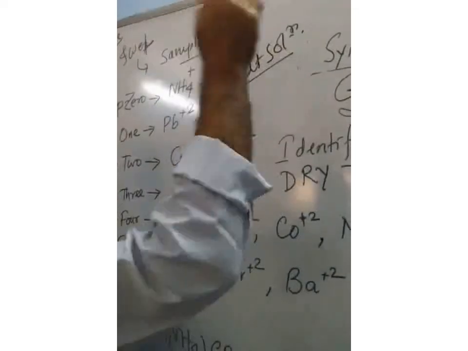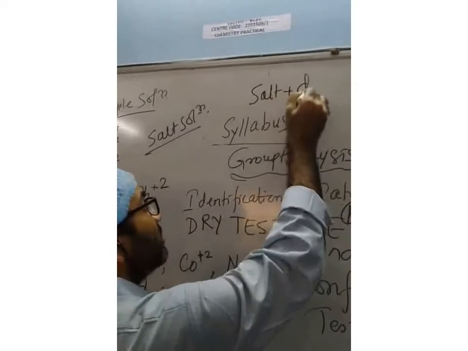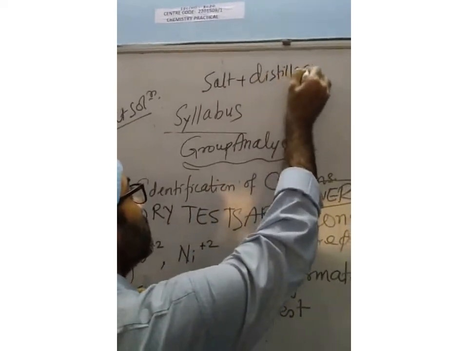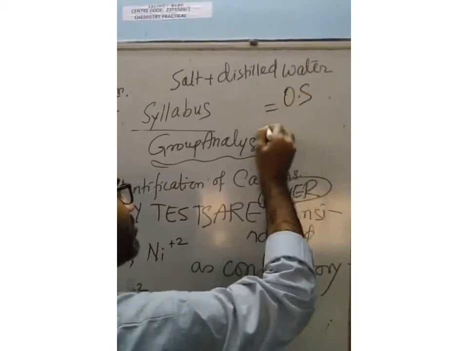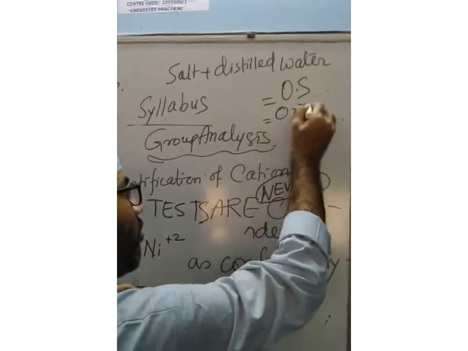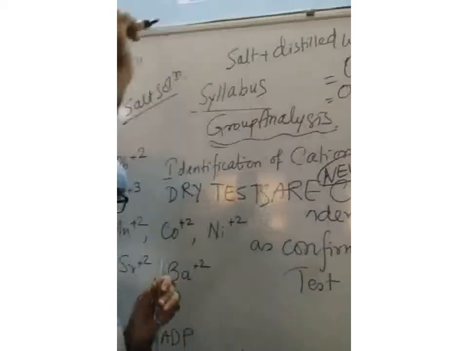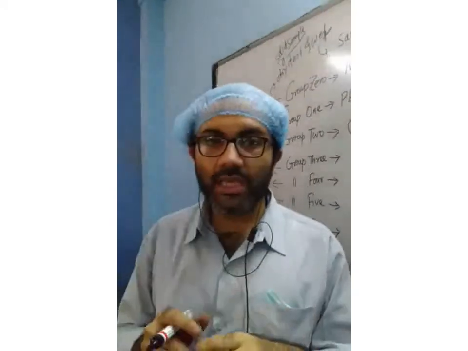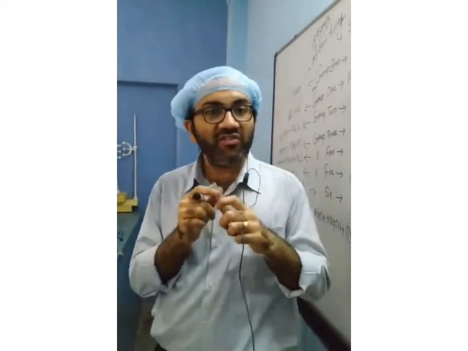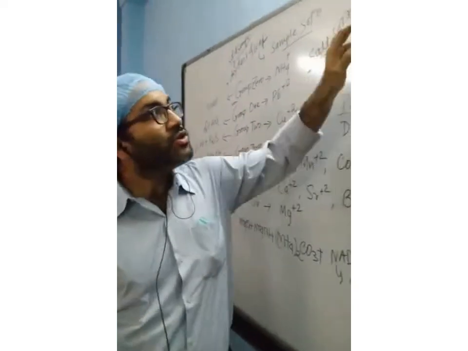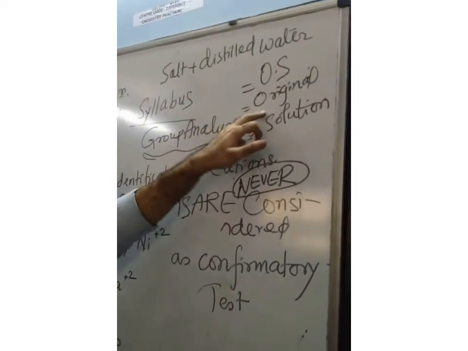You will be writing this as salt plus distilled water is equal to OS. OS means original solution. All the experiments of ours will be based on this original solution, OS. So what is the method of preparation of the original solution? Salt plus distilled water will give us the original solution. So this is my original solution.